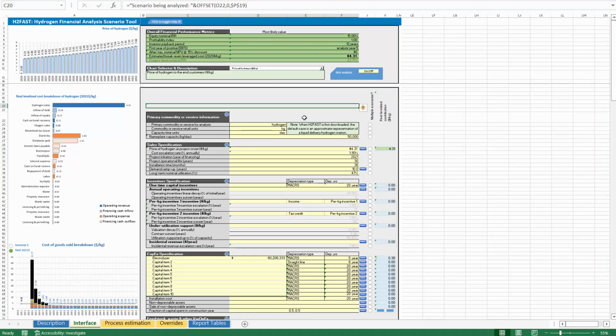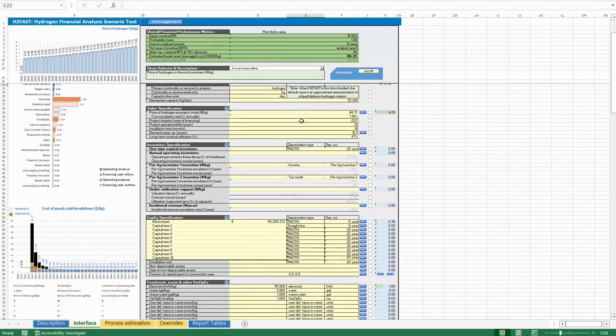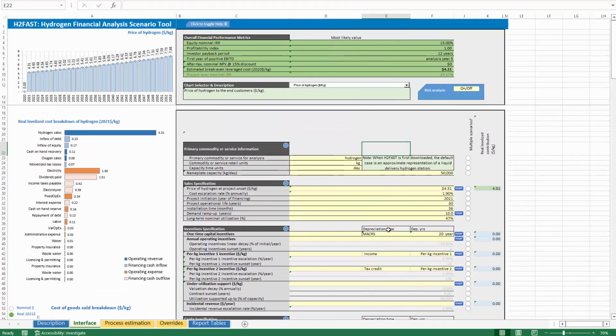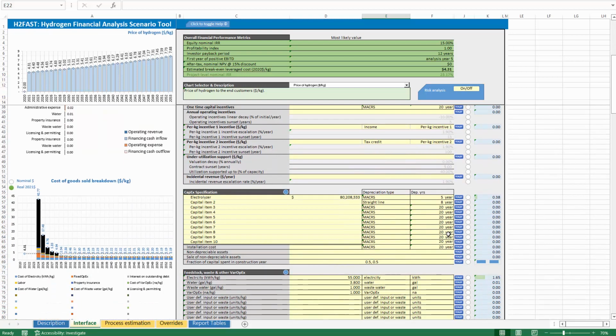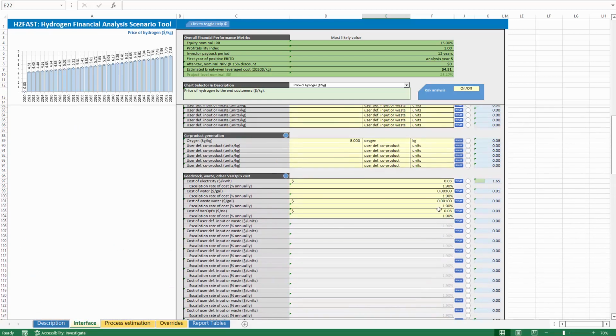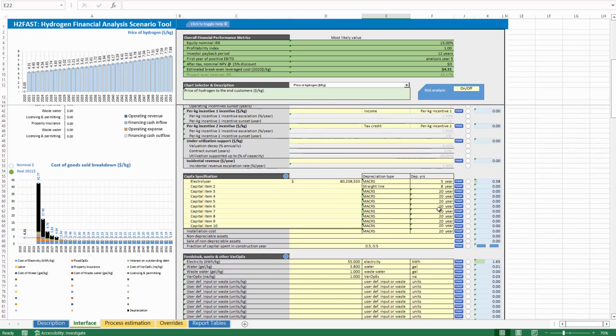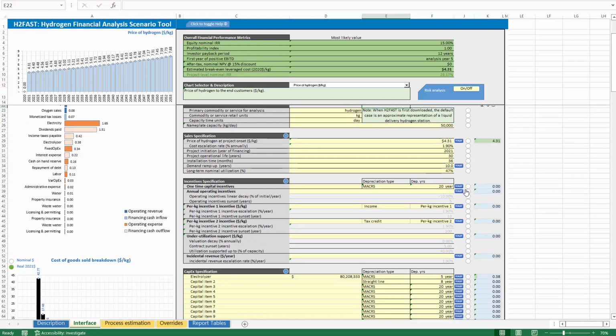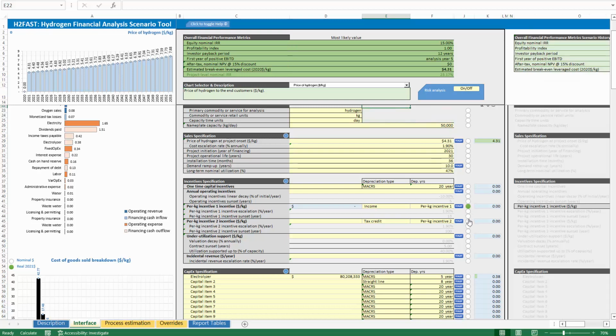Now let's look at providing some different scenarios. Let's say that we want to have scenarios where we have different incentive levels. We'll scroll down to the incentive section. This is the incentive section, and let's say we want to test examples where we'll have different levels of tax credit per kilogram, the production tax credit.